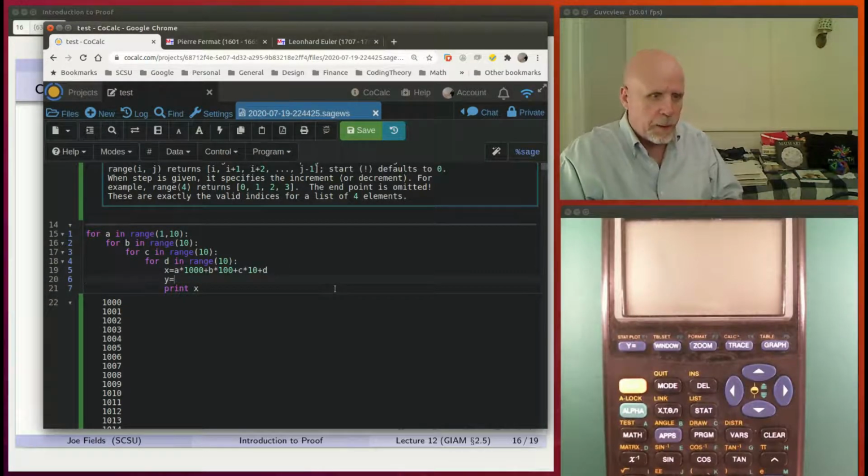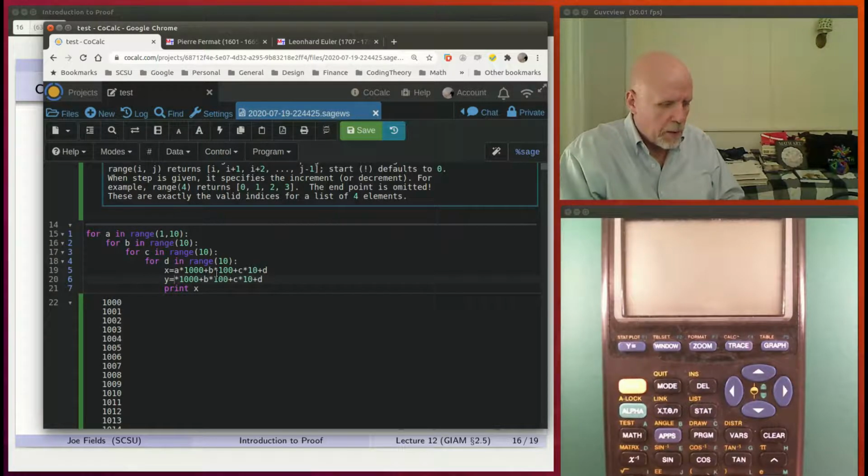Let's just copy and paste this one. All we have to do is change the letters, but everything else is the same. So it starts with D in the thousands place, and then it has C in the hundreds place, and it has B in the tens place, and it has A in the units place.